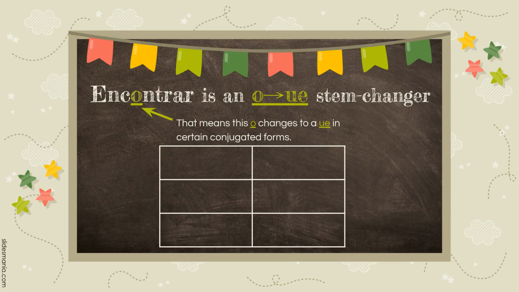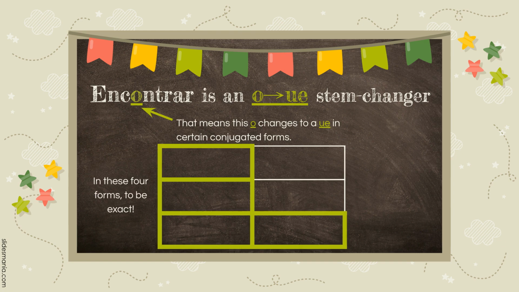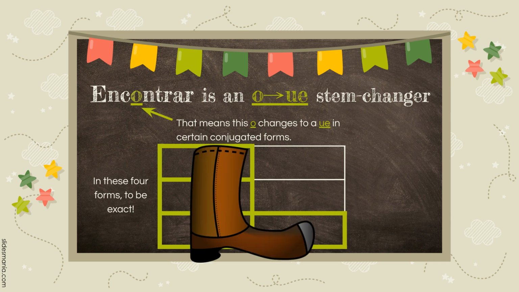For example, encontrar is an O to UE stem changer. That means that when it's conjugated in the present tense, the O is going to change to a UE, but only in these 4 forms. Nosotros and vosotros forms don't do this, they just conjugate like normal. So these 4 forms kind of look like a boot. This is why they're called boot verbs.